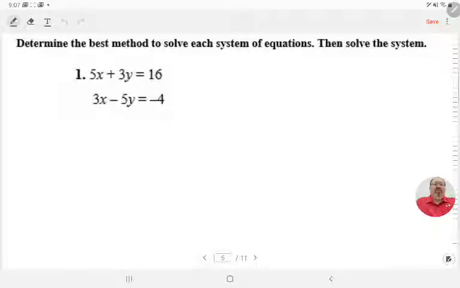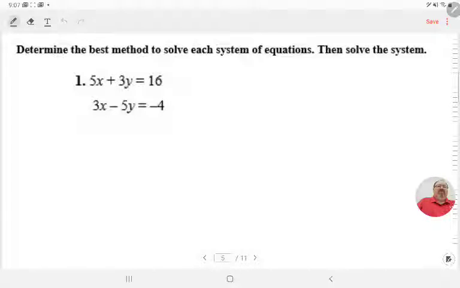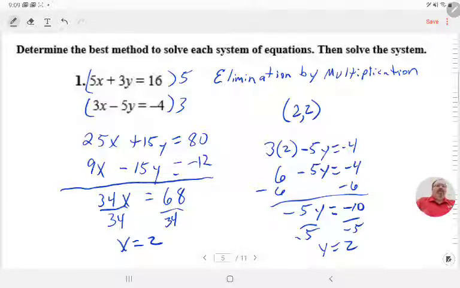All right, so determine the best method to solve each system of equations, then solve the system. What method do we think would work the best? Figure that out, then solve it, and come back and check and see how you did. All right, let's see how you did.